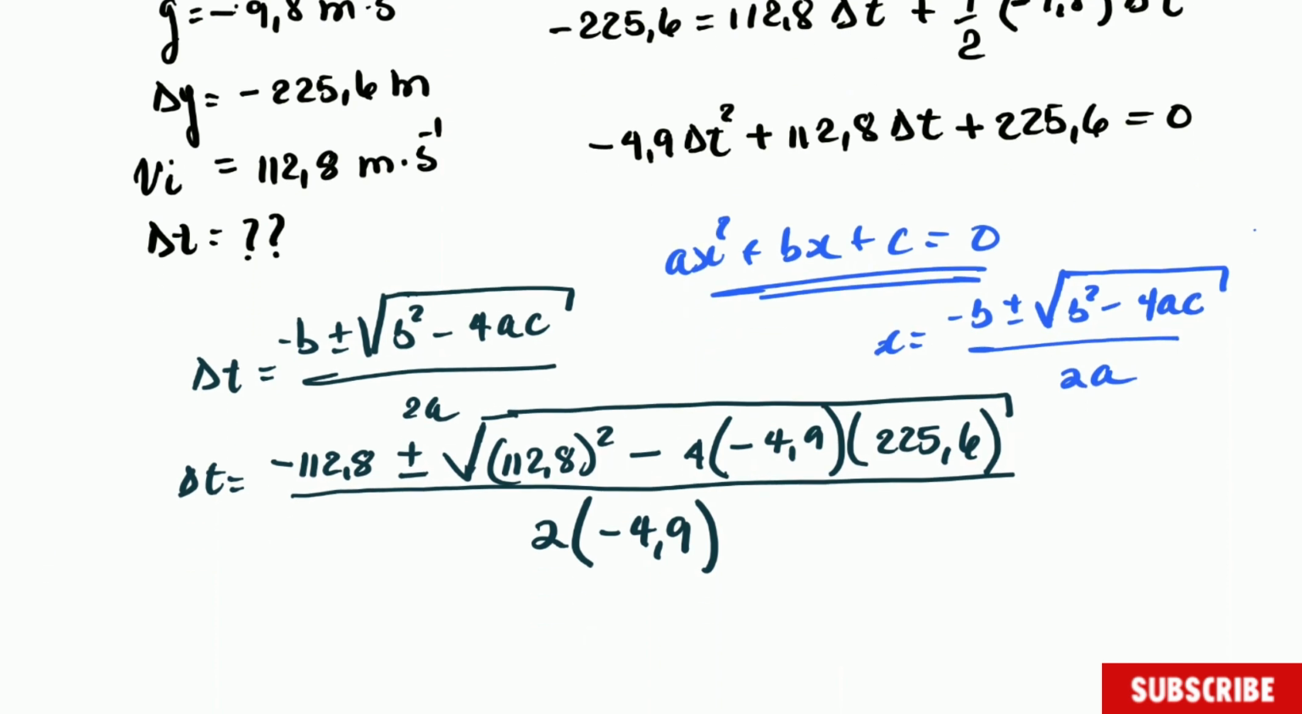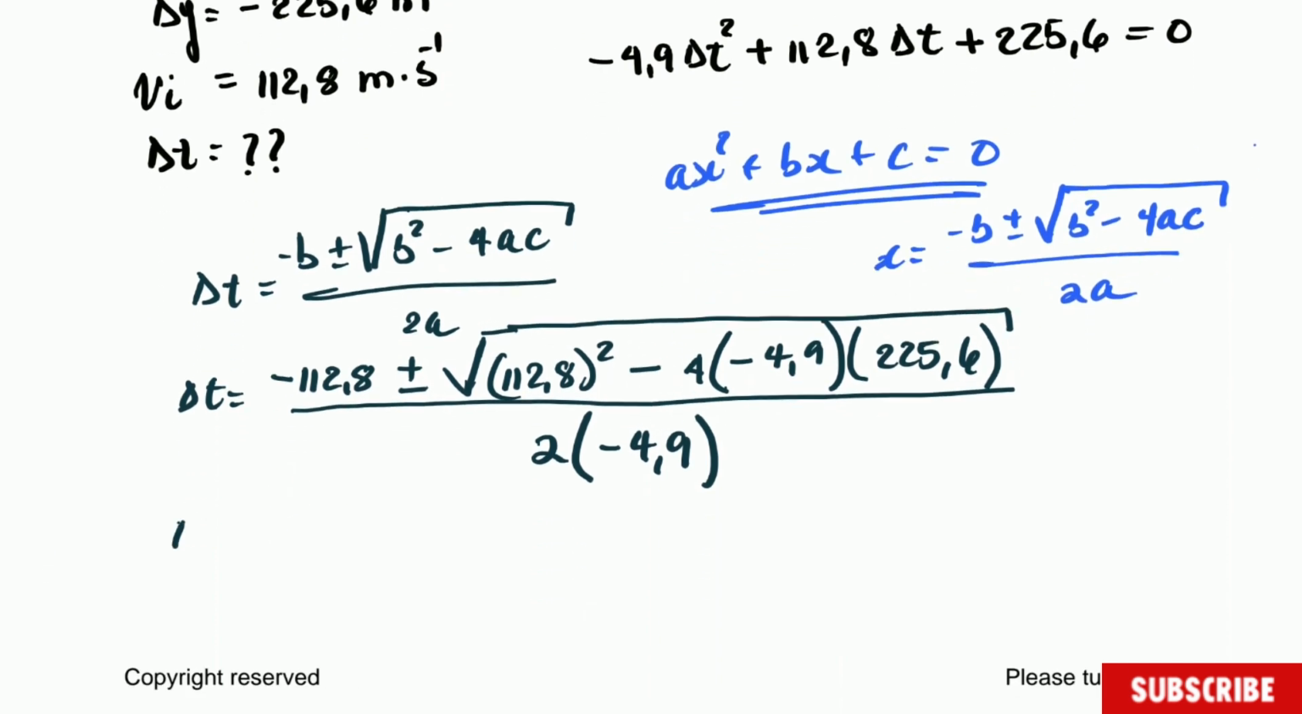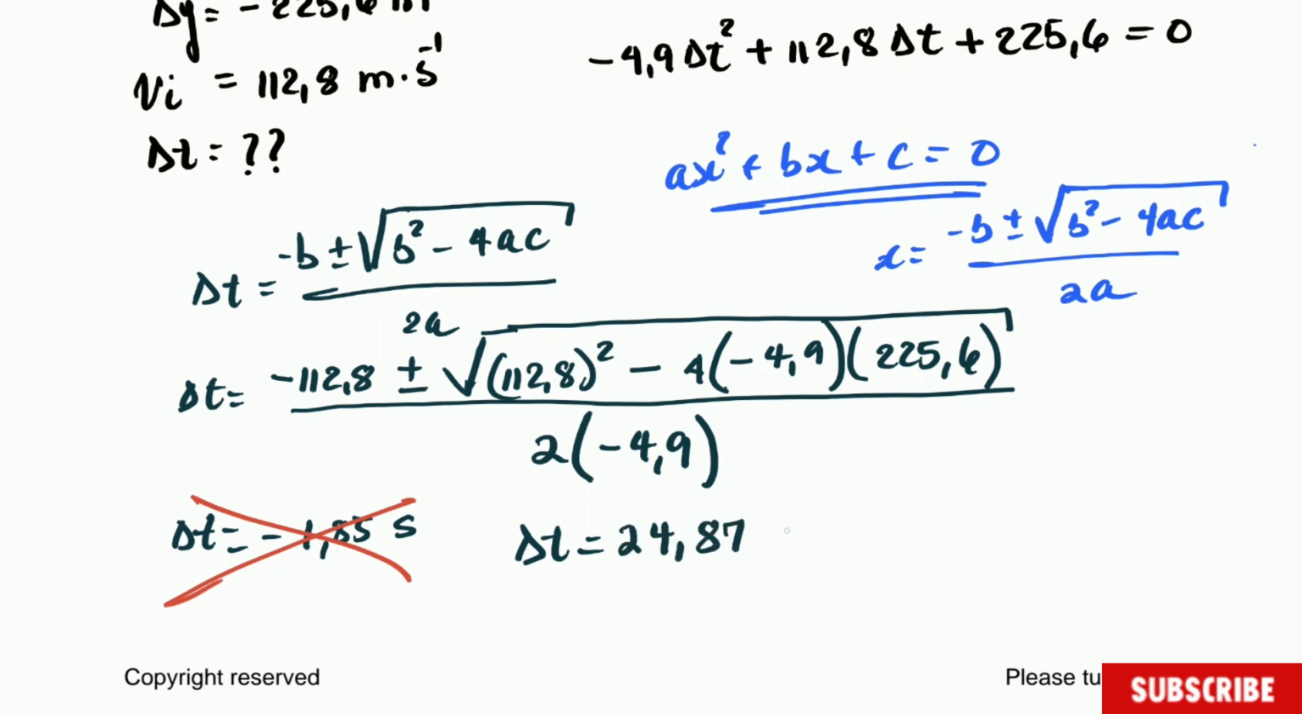And when you do that, you have obviously two answers. If you substitute the positive, you'll get minus 1,85, which is not right because you cannot have a negative time. And if you substitute the minus, then the answer for time is going to be 24,87 seconds.